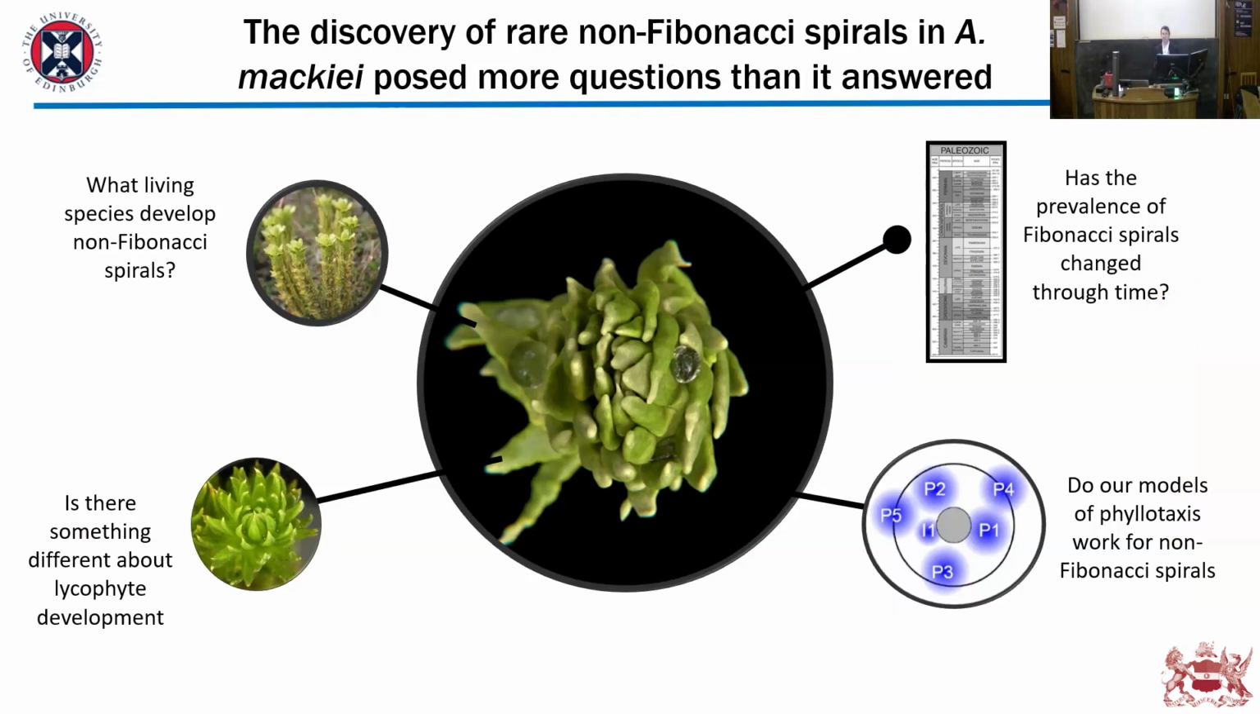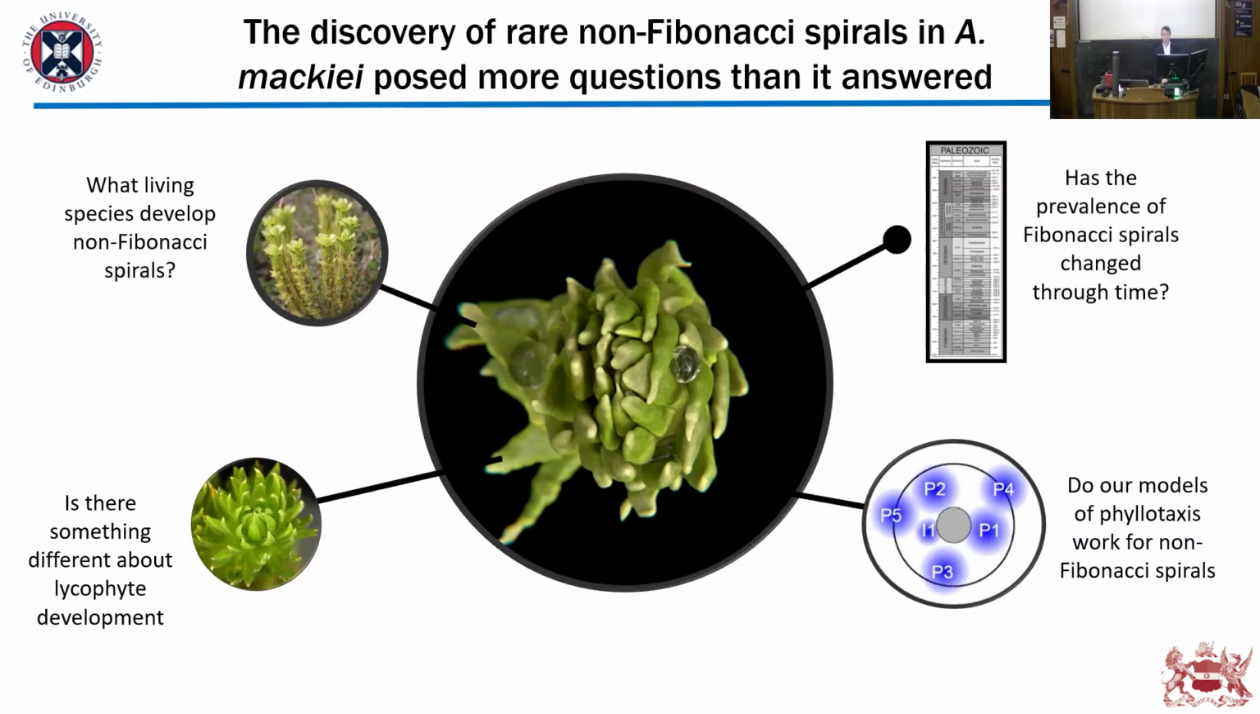And then finally, there's quite a nice prediction, which is to think, well, we live in a Fibonacci world today. The vast majority of plants are Fibonacci. Was there a period of time in the past where we could be living and actually the plants not show that? In a lycophyte-dominated world, would it have been a non-Fibonacci world? And these are all questions we're hoping to answer in the future.